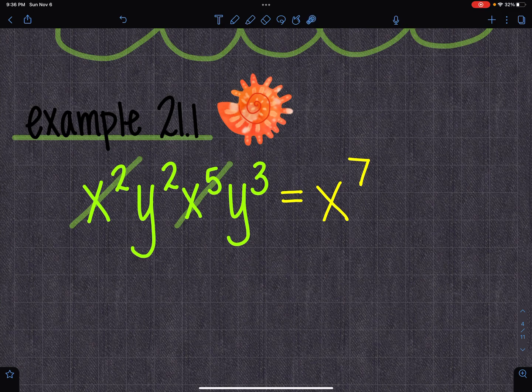What do I have left over? What I have left over are the y's. So I've got y squared and y cubed. So I'm going to write a y over here for my new term. I mean, it's the same term, it's totally equivalent. So that's what we're doing.